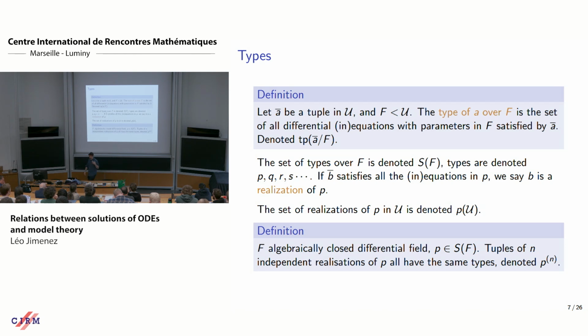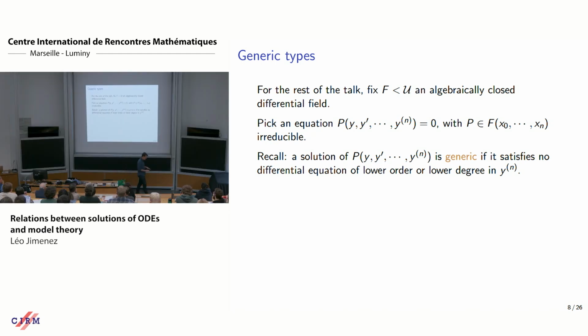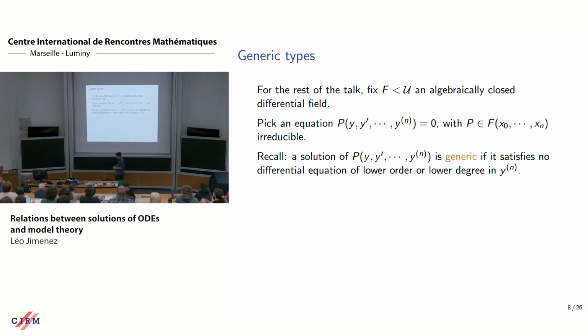So again, that's the model theoretic version of an independent generic solution of something: it is this P to the power of parenthesis n. Now I have to talk about generic types. For the rest of the talk, I'll always work over F, an algebraically closed differential field. And again, pick an equation of that form, P of y prime, y_n equals 0.